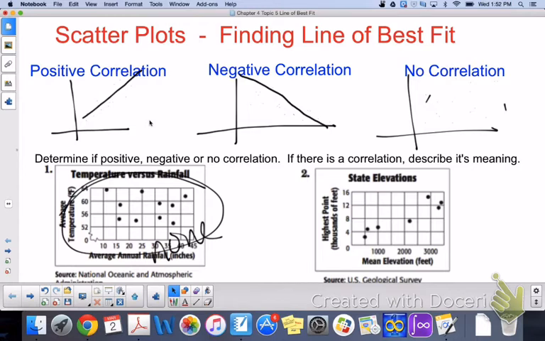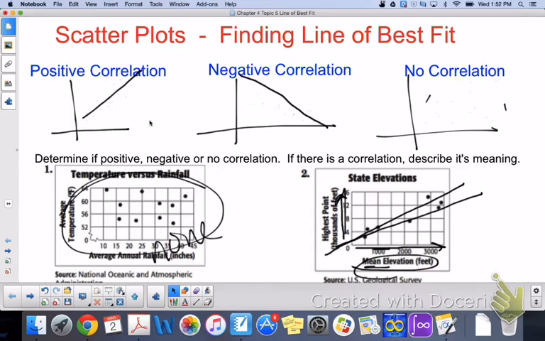With number 2, if you look at this, you can take a line and go through. Well, hang on, that line maybe should go up a little bit, so it goes through the middle of the points. Now, what does that mean? It means as the mean elevation, which is the average elevation, increases, the highest point also increases. That is what a correlation means.